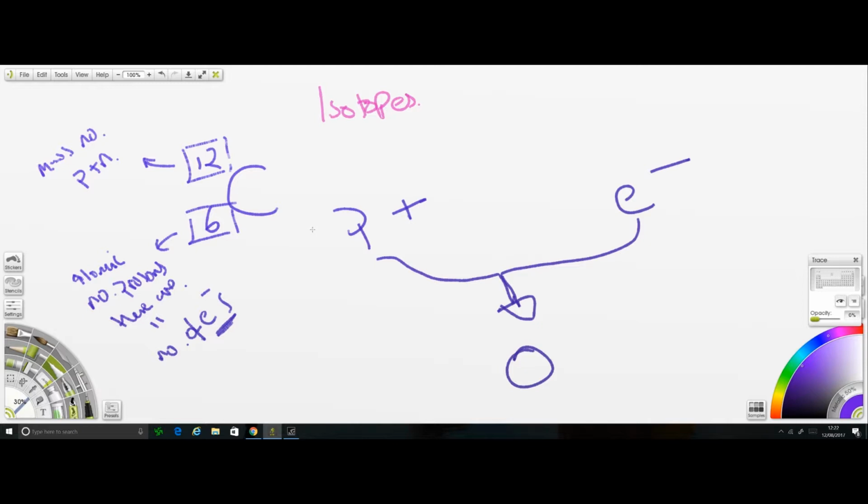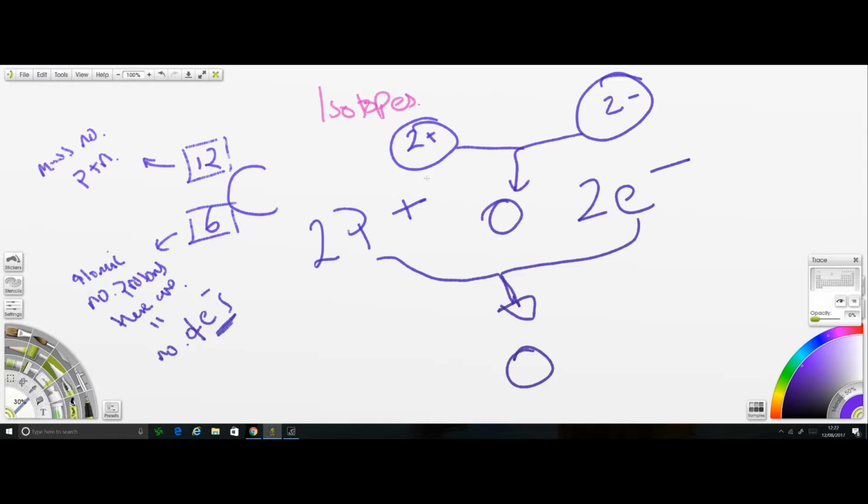So let's say, for example, you have 2 protons and 2 electrons. So you've got 2 plus here and a 2 minus here. You've got a charge of plus 2 and a charge of minus 2. When you add these two together, your overall charge is 0. And you can do this with any two numbers that are the same. It's going to give you the charge of 0. Now that's important in understanding what an isotope is, because an isotope will still have an overall charge of 0.